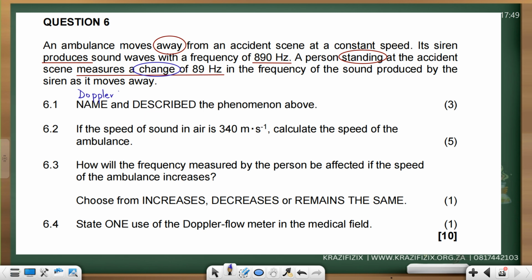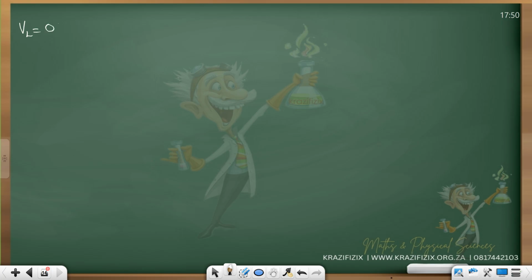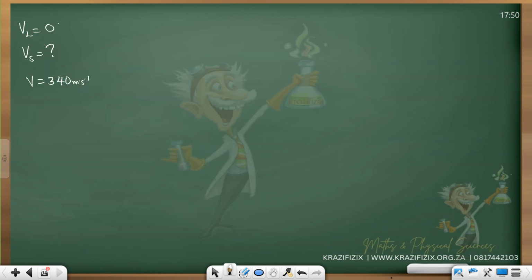Let's quickly write everything we have down, everybody. The ambulance moves away, so the ambulance is moving. A person is observing, and the person is standing. Let's write all the variables we have quickly. VL equals to what? 0. VS, we don't know. Speed of sound is 340. Okay, what is the movement again? Who's moving away? Okay, it's moving away, right? All right, the source is moving away. Okay, we know the frequency of the source.